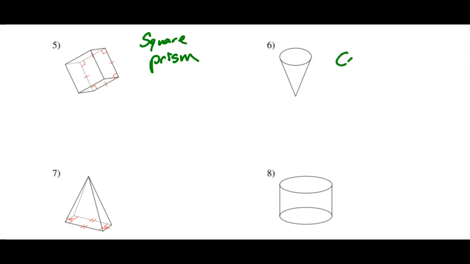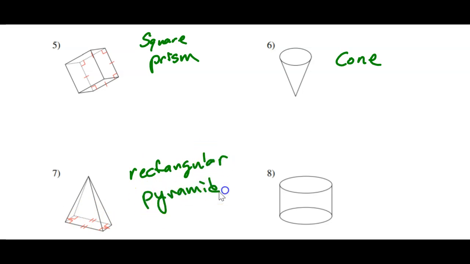Number 6 is a cone. A cone is kind of like the equivalent of a pyramid with a circular base. You know, technically it's not a pyramid because the base is not a polygon, but the base is a circle, and so you end up with a cone there. Number 7, we have a rectangular pyramid. The sides are triangles. It only has one base there. Number 8 is a cylinder.